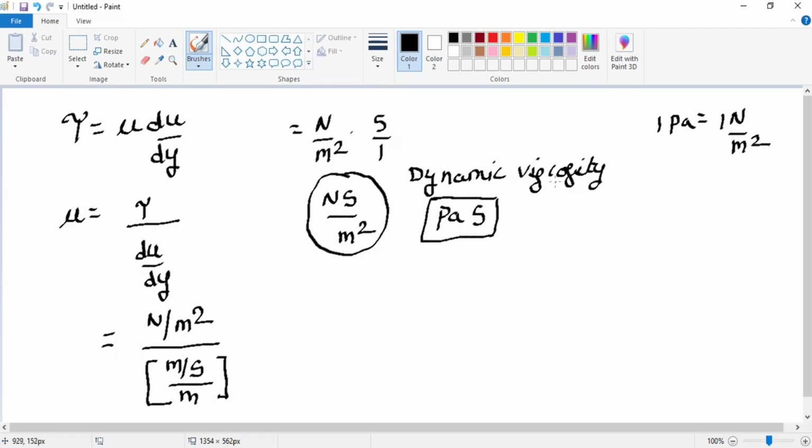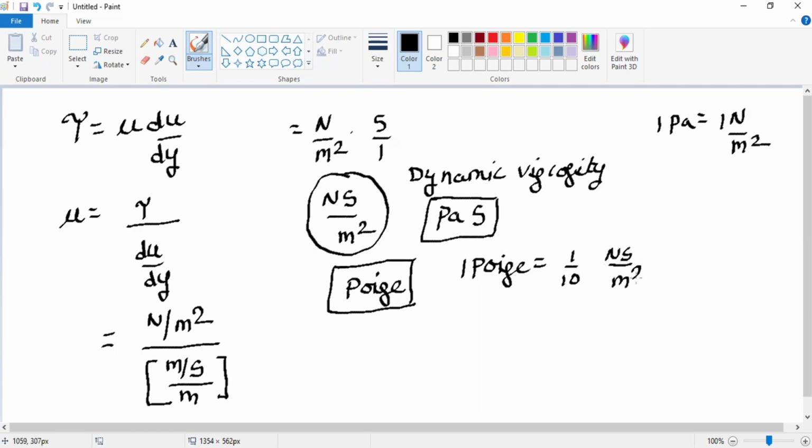And here one important thing: one more important unit for dynamic viscosity is the poise. One poise equals 1 by 10 Newton second per meter square.